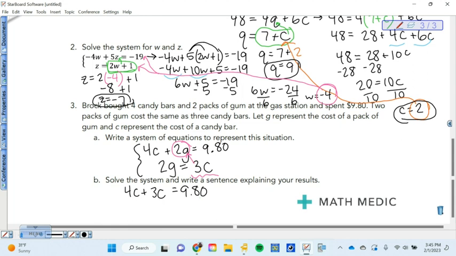What do I do to solve for C? Combine like terms. What's 4C plus 3C? So 7C equals 9.8. And then divide by 7. So what does C equal? 1.4. What does that mean in terms of money? Yeah, $1.40. So, okay, the candy bar costs $1.40. How much does the gum cost? What are we going to do to find out how much the gum costs? Go back to 1.40 for C.